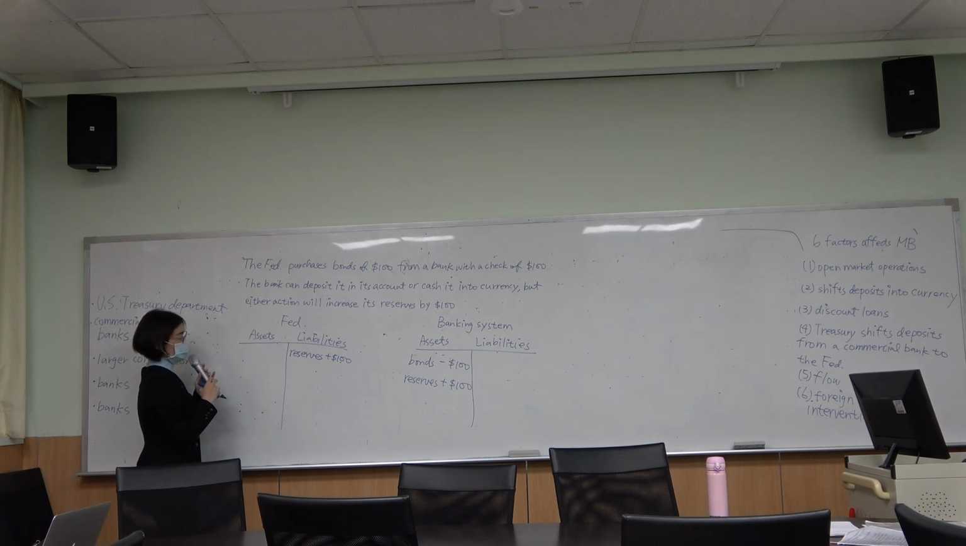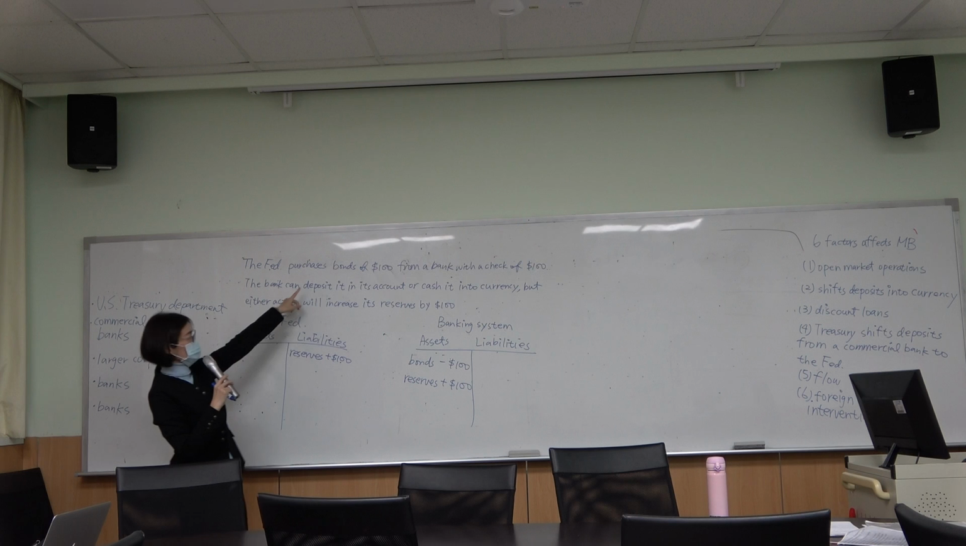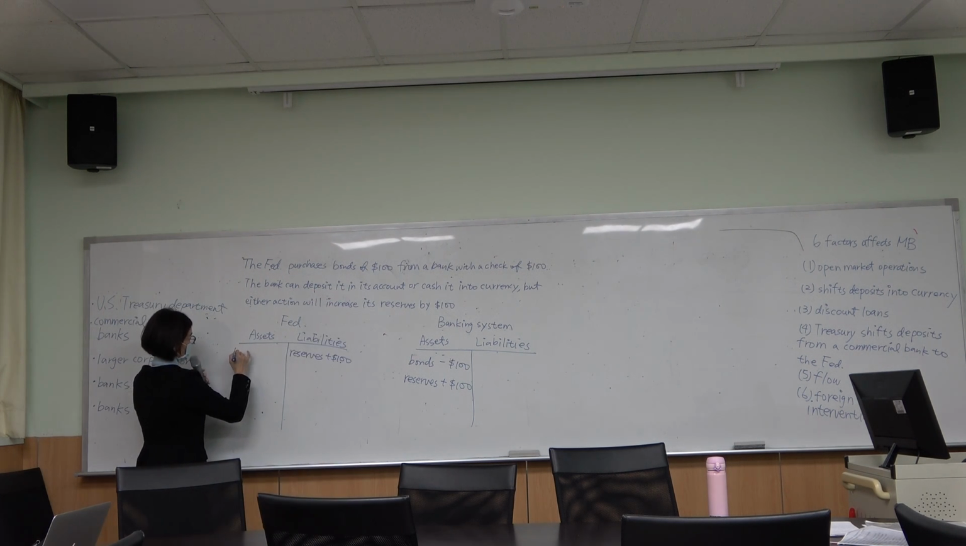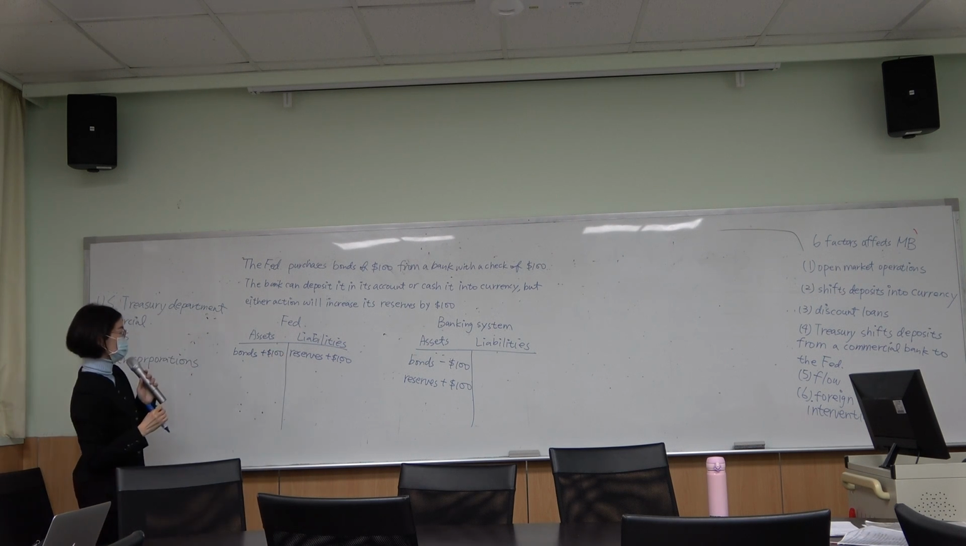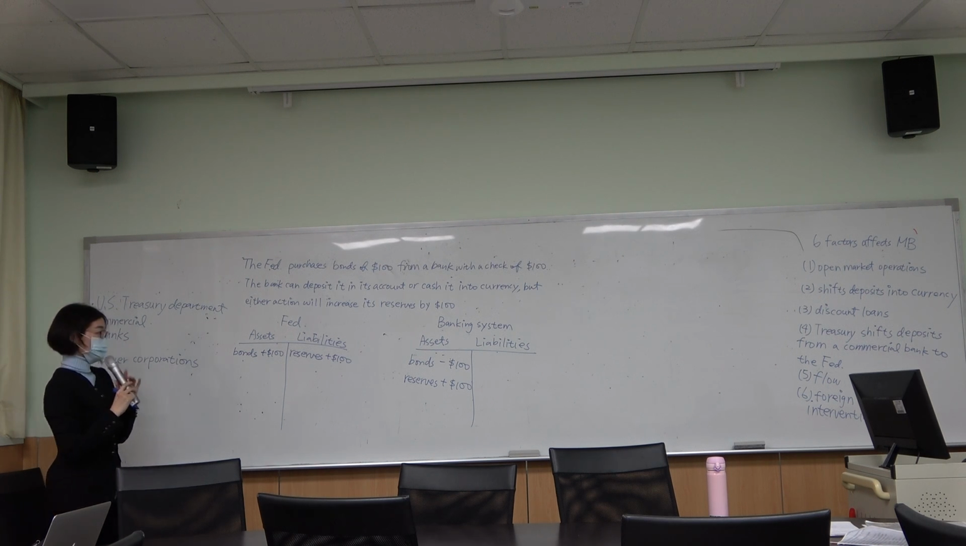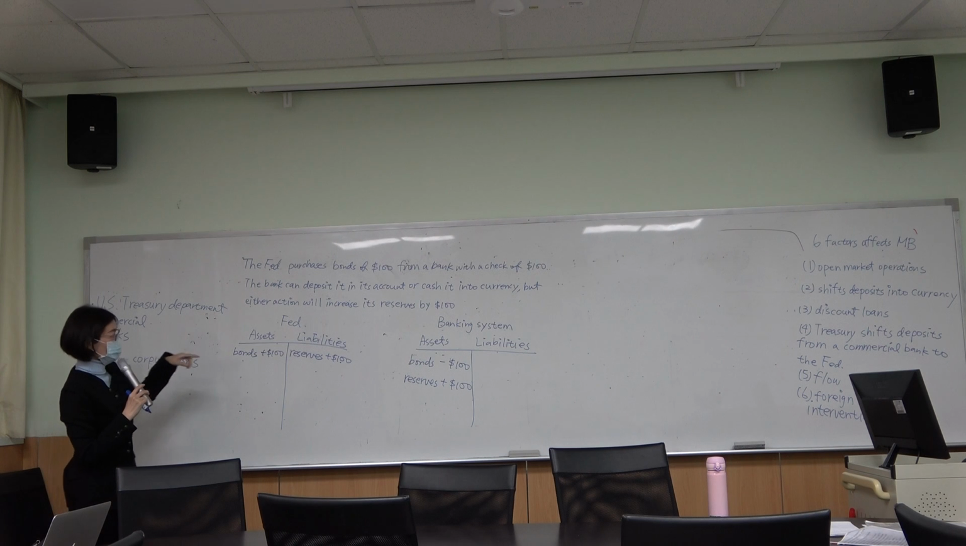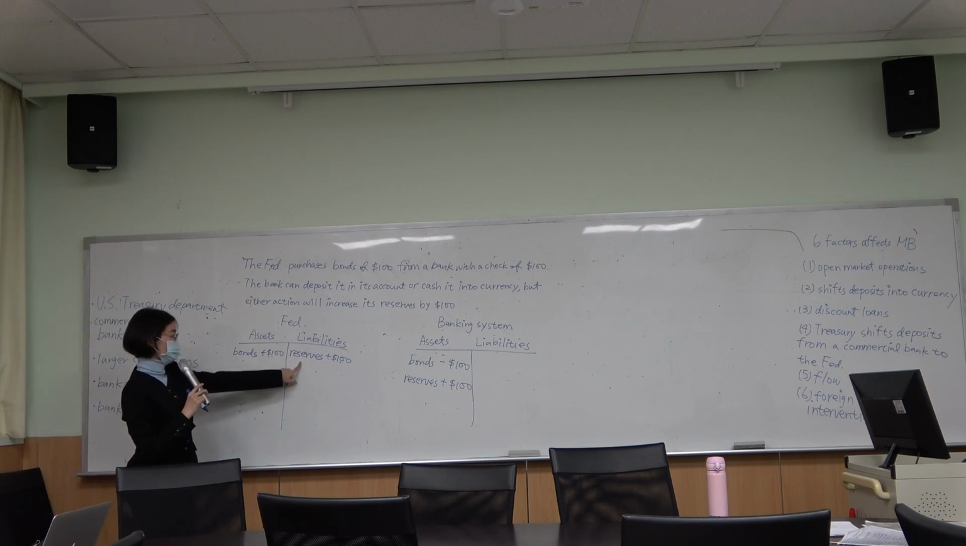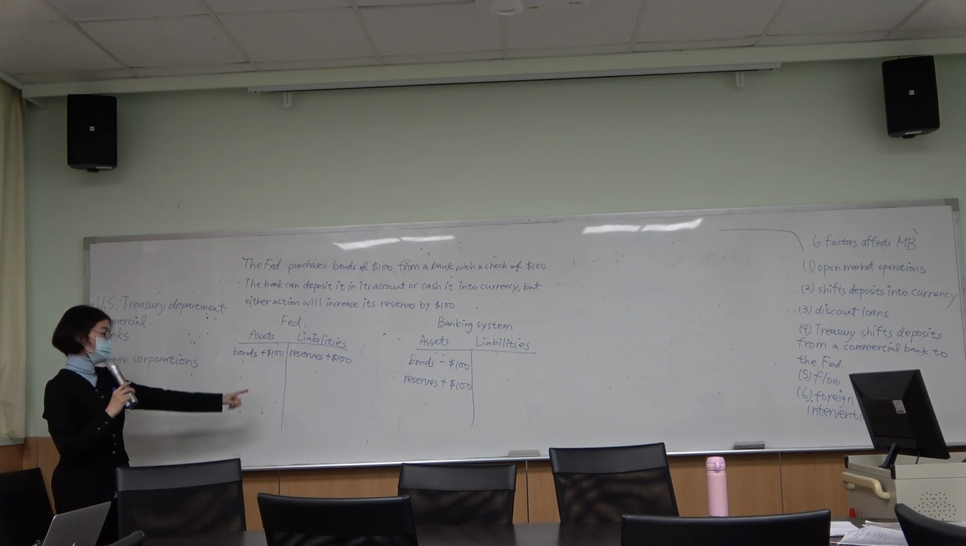And don't forget the Fed purchases $100 of bonds from the banking system. So now underneath its assets, it finds itself with $100 more in bonds. So again, from the Fed's T account, underneath its liabilities, we have found an additional $100 in reserves.